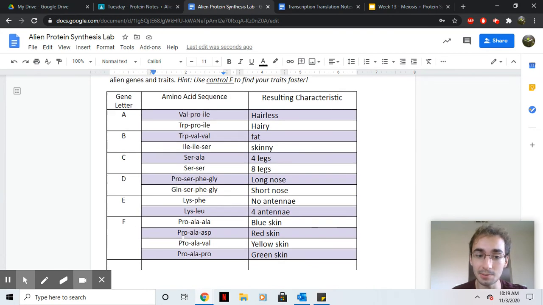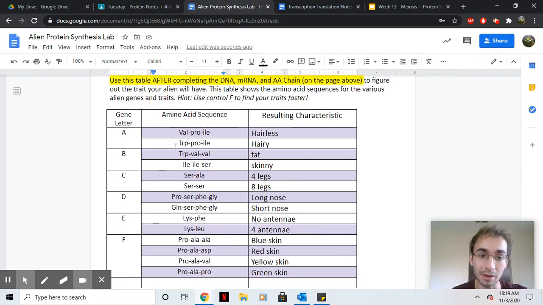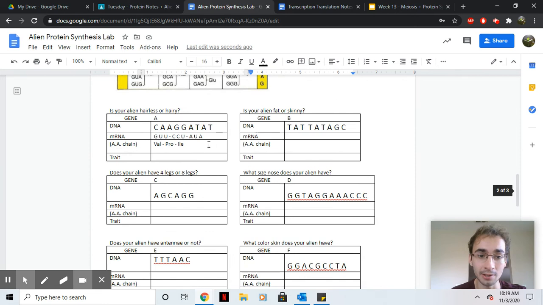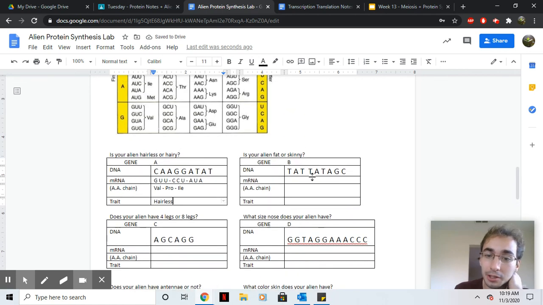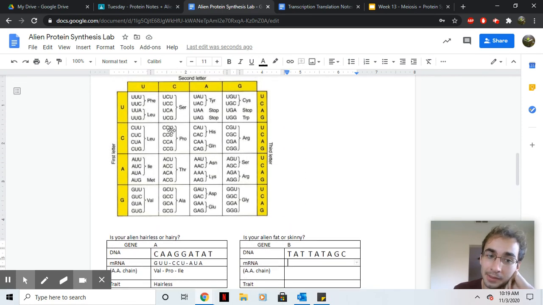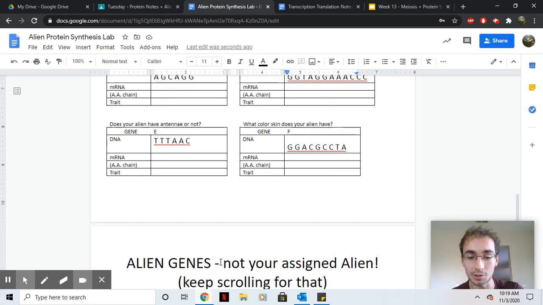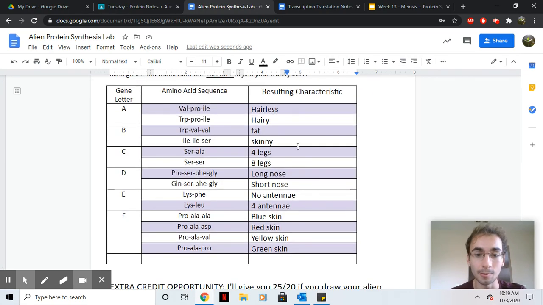Now scroll down to the next page and find the trait. That protein, that's hairless. So our alien will not have hair. Hairless. Boom. So that's how you do it. Make sure to break up the mRNA into threes so you can read them for this table. And then scroll down to translate what trait you ended up getting for your alien.